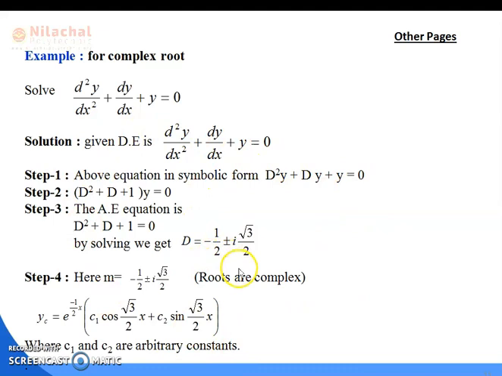Okay, so this is about a complex number. Completed? Okay, so we have completed the examples of real and unequal roots, if your roots are real and equal, and if your root is a complex number. So we have completed all the cases of the homogeneous function, all the cases of CF.